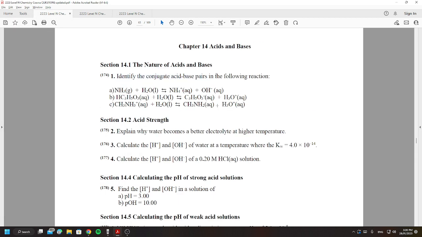Identify the conjugate acid-base pairs in the following reaction. So acids, we know they have H, and the general rule of thumb is that acids have H, or acids are proton donors, and bases have OH, and they're proton acceptors, right? Let me just double check that reading. I'm going to be sending these notes, so don't worry.